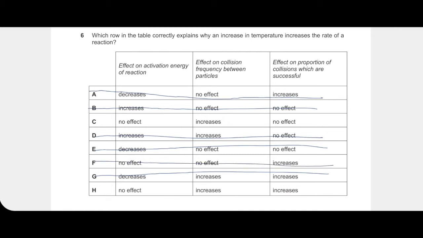And now onto the final column, effect on proportion of collisions which are successful. The effect would be that the proportion of collisions which are successful increases. Therefore, we eliminate C. This is because the particles have more energy. Therefore, the probability that they collide with enough energy that they could overcome the activation energy is greater. Therefore, the answer is H. And that's question number 6 completed.